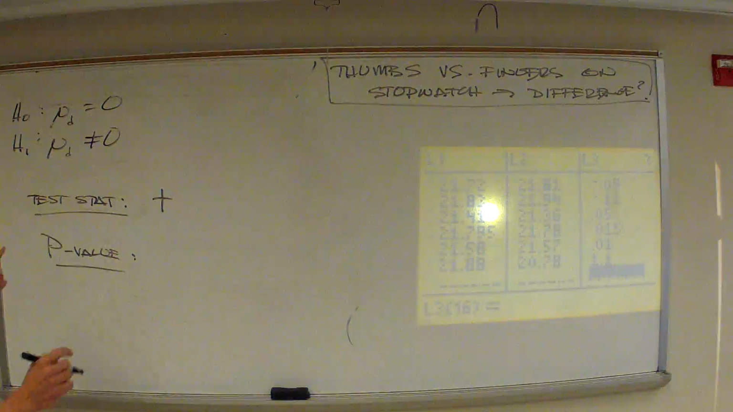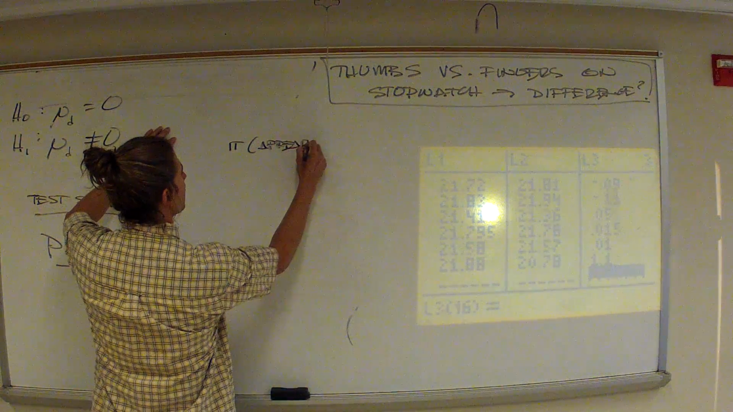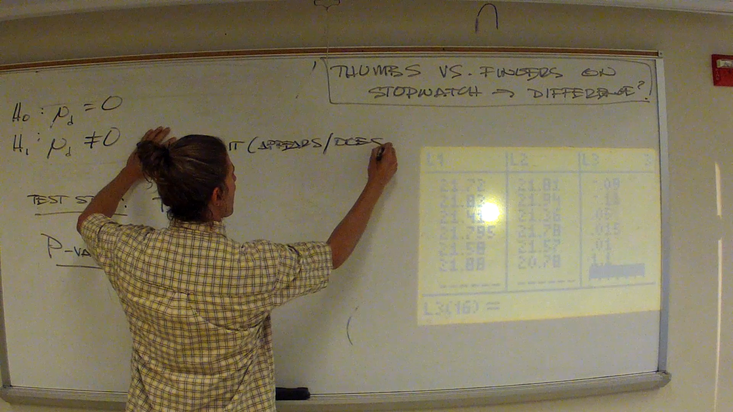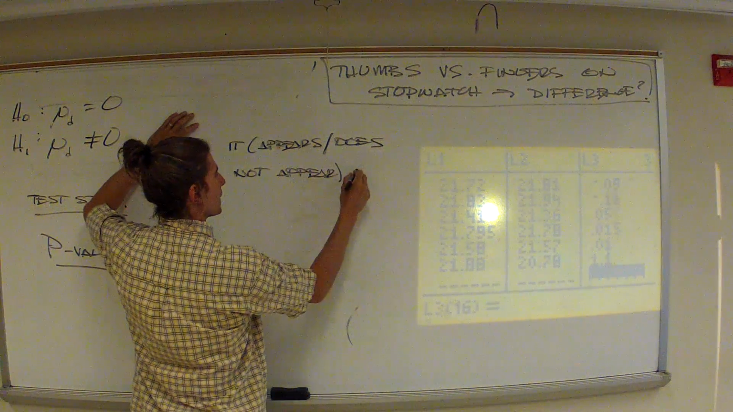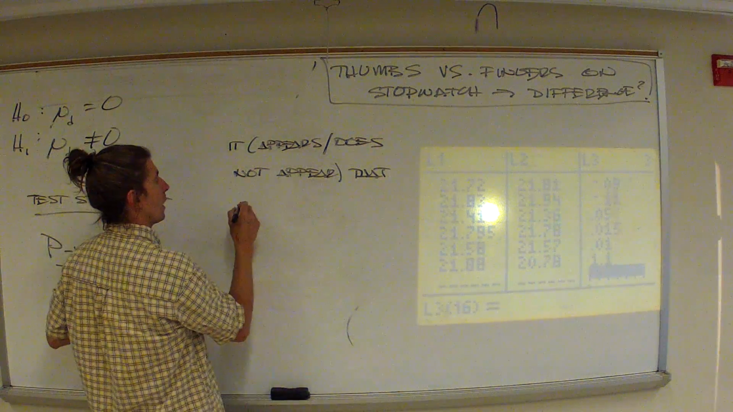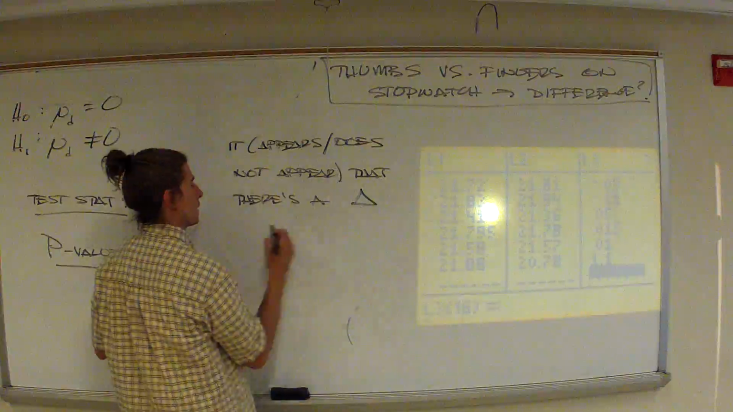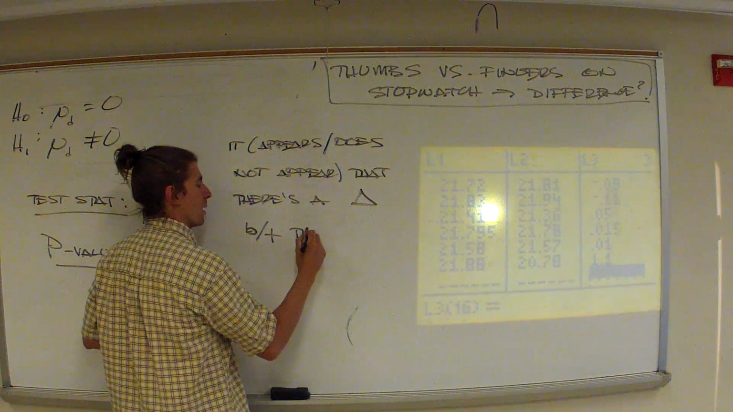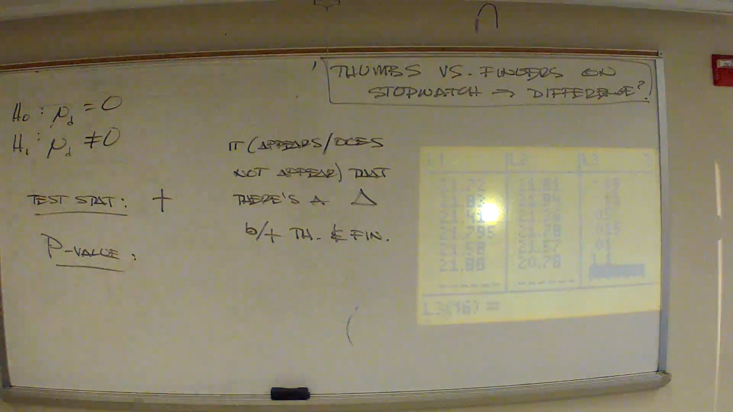So let me do one more thing up here. I'll put the conclusion: it appears or does not appear that there's a difference between thumb and finger. So we'll see which one it is. Okay, there's our data.